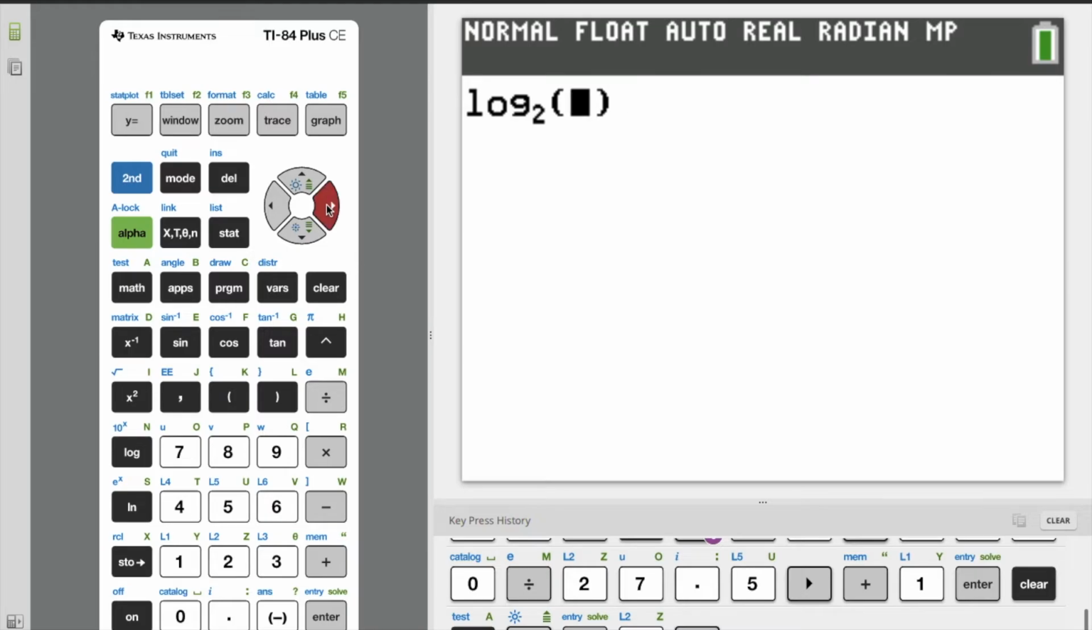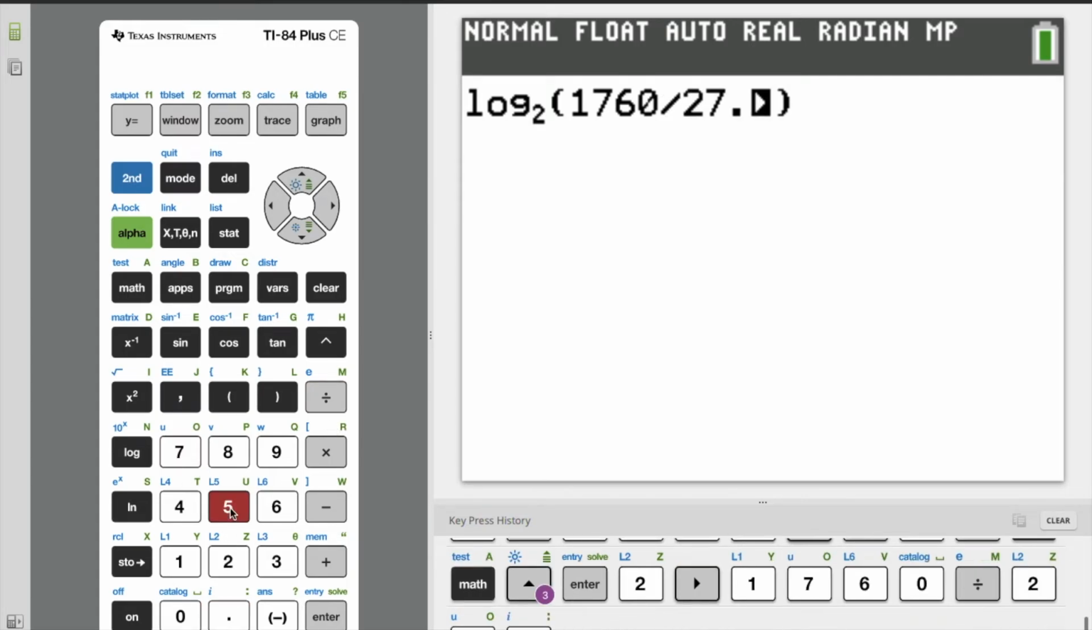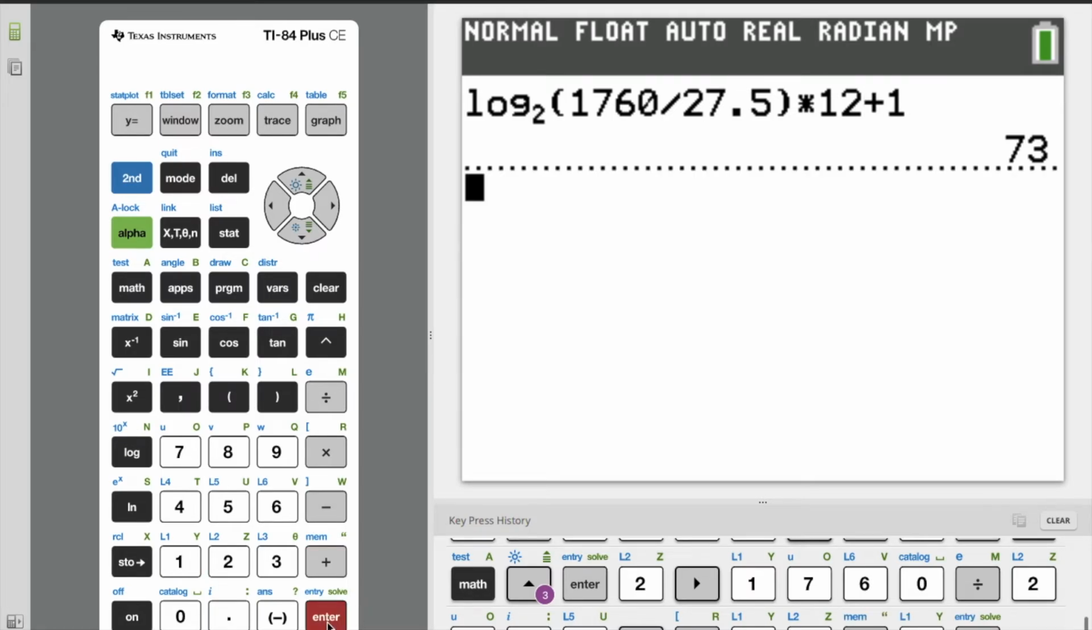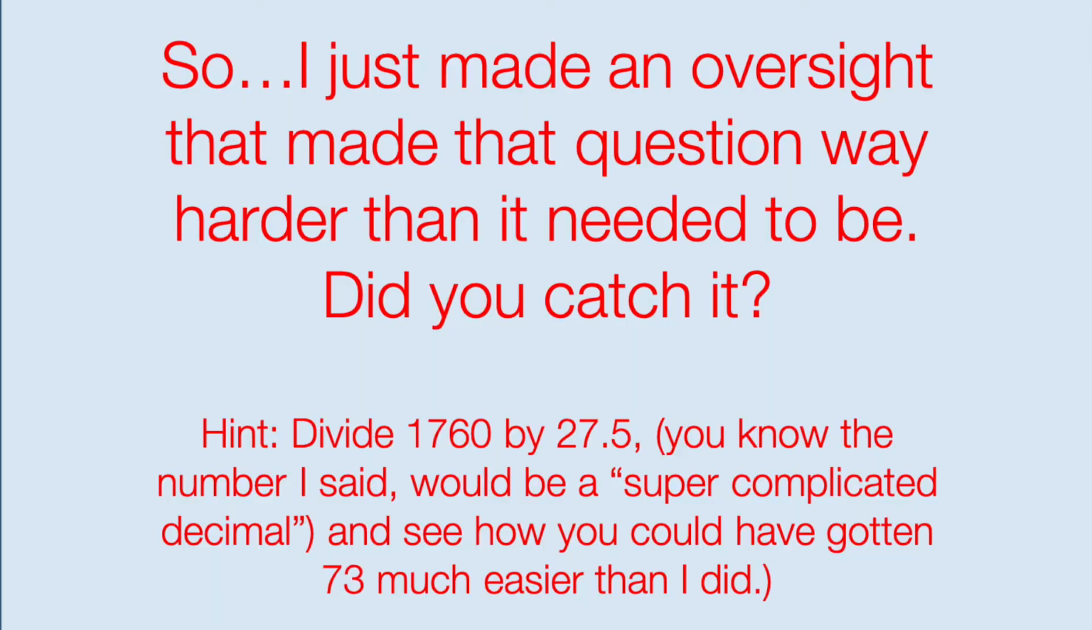of 1760 divided by 27.5. And then I forgot to put in my 12, so I'm going to put times 12 here, and then plus 1. And if I do that and push enter, I find that this frequency corresponds to the 73rd note on the piano.